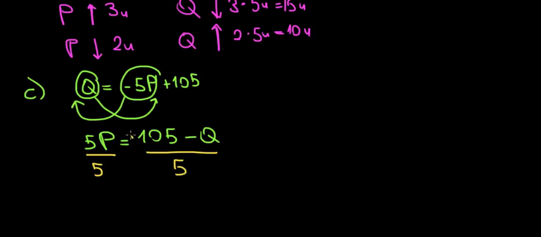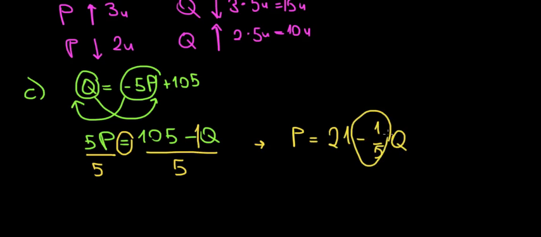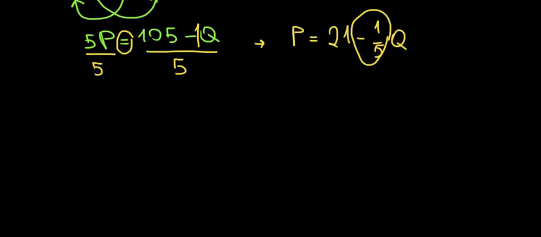We can do it because we have an equation, so anything that happens on the left side must happen on the right side. What do we have left? Well, 5P over 5 is just the price, equals 105 divided by 5. That's equal to 21 minus 1 divided by 5, so minus 1 over 5 times the quantity. And now this is our slope. So this is the relationship between quantity and price. So quantity drives the price now.